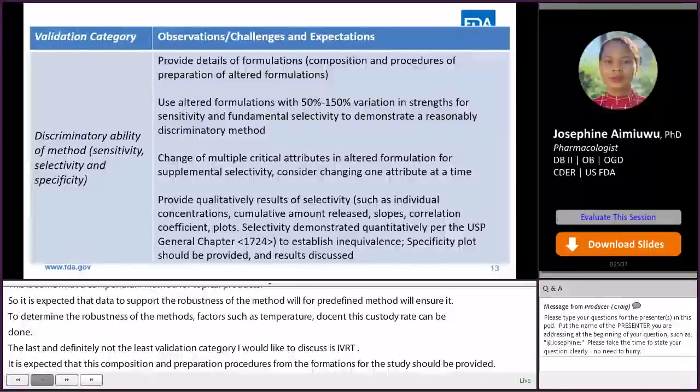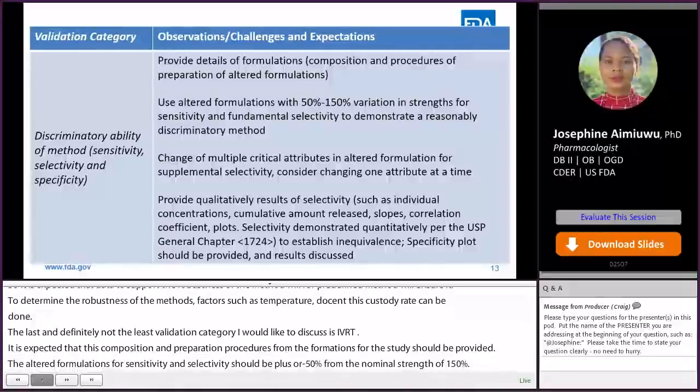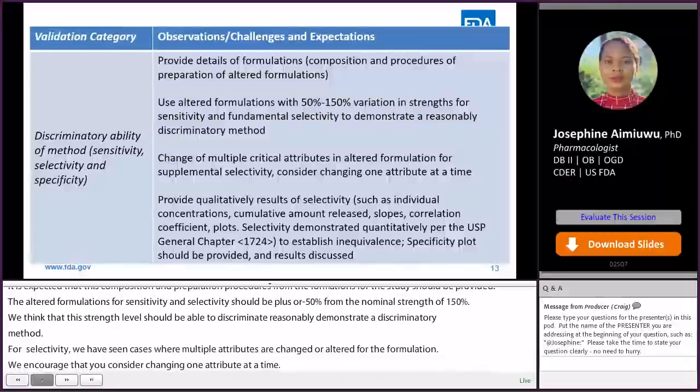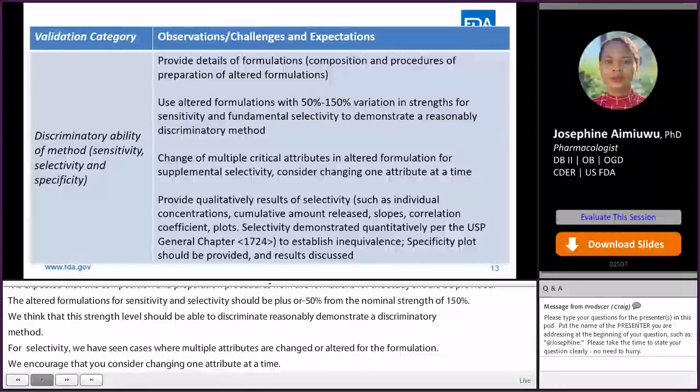We think that this strength level should be able to demonstrate a reasonably discriminatory method. For supplemental selectivity, we have seen cases where multiple attributes are changed for altered formulation. We encourage that you consider changing one attribute at a time. For example, either a change in one critical excipient amount or change in manufacturing process is preferred, and not both changes at the same time.